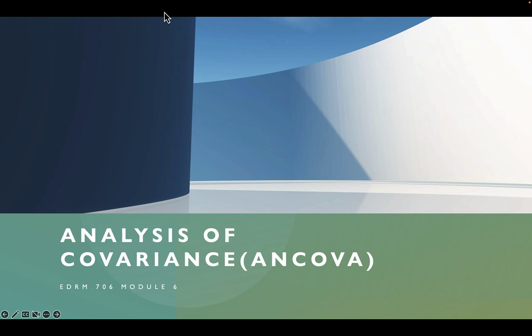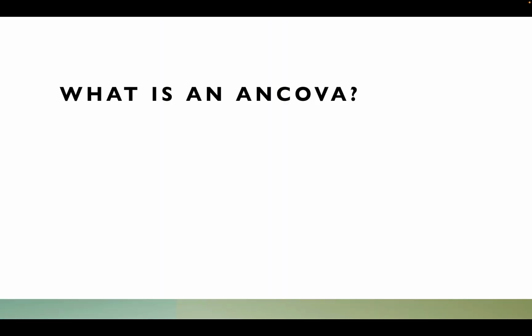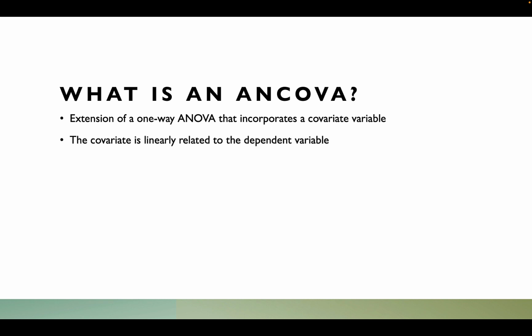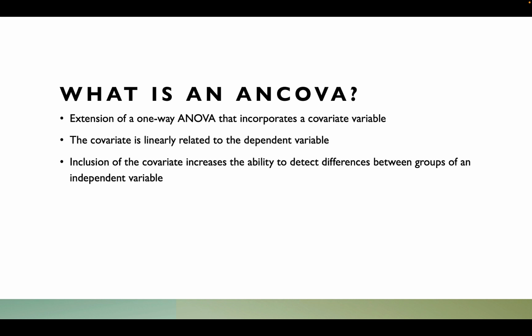Okay, this week we are going to talk about analysis of covariance, or it's oftentimes called Ancova. And this is going to be our last extension of an ANOVA for the course. So what is an Ancova? Again, it's an extension of a one-way ANOVA that incorporates a covariate variable. It's important that this covariate is linearly related to the dependent variable, and we're going to talk about some examples. The inclusion of the covariate increases the ability to detect differences between groups of an independent variable.